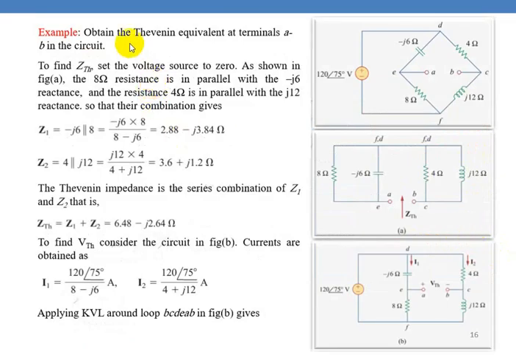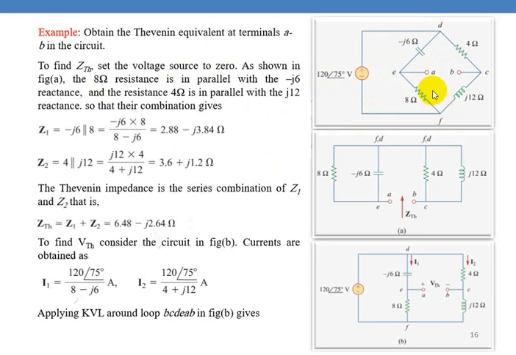So now consider this problem. Obtain the Thevenin equivalent circuit at terminals A, B in the circuit. So you are asked to find the Thevenin equivalent circuit between the two terminals, so that the circuit between the two terminals is converted into a single voltage source in series with an impedance. To find ZTH, what you have to do is set the voltage source to 0. You have to create a short circuit. Here this node is marked as D, this node is marked as F.